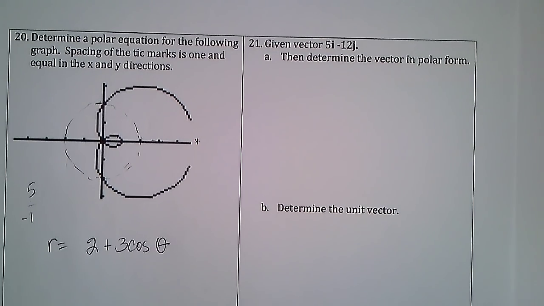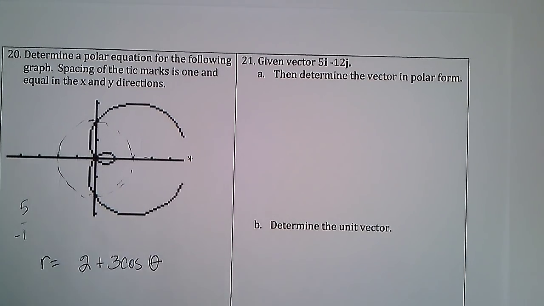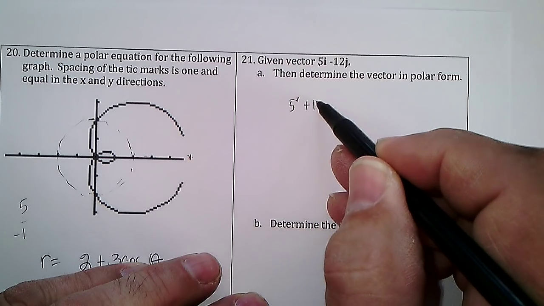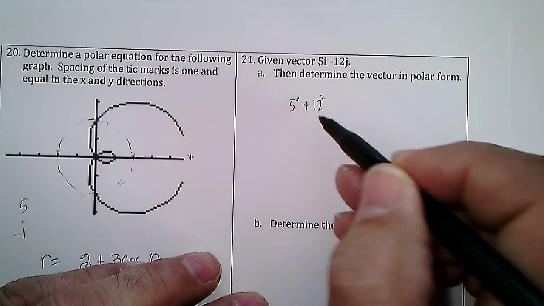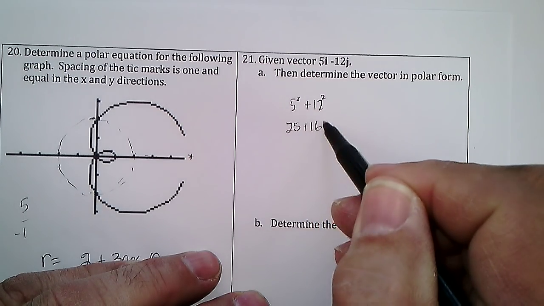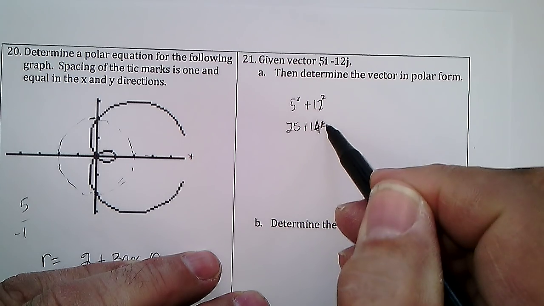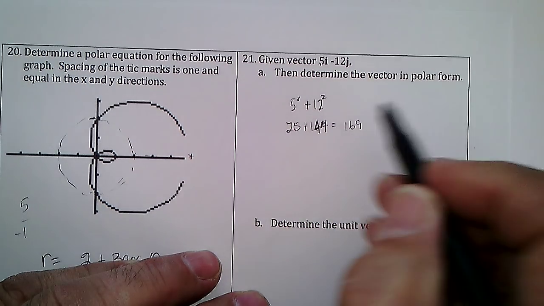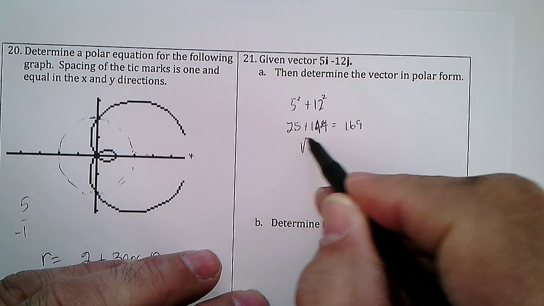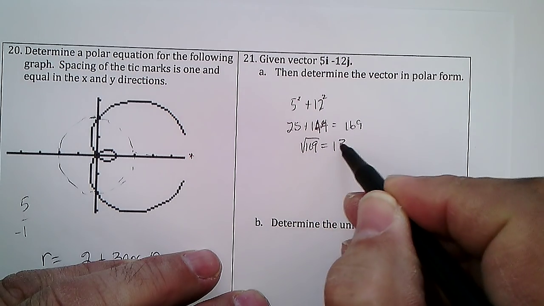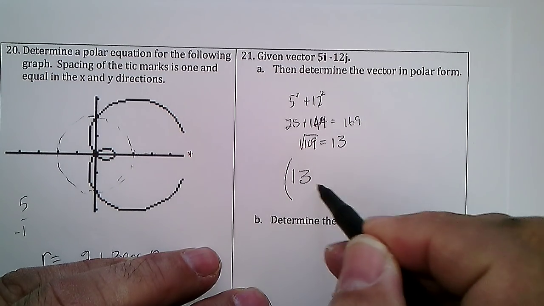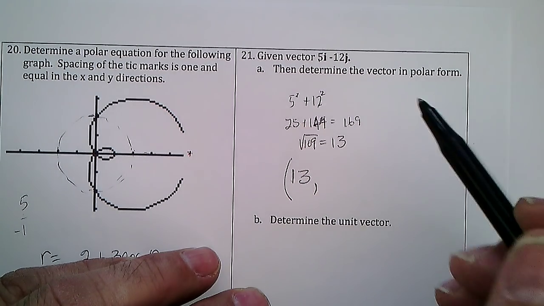And determine the vector in polar form. So that would be 5 squared plus -12 squared, but it doesn't matter if it's negative or positive. So that's 25 plus 144, which makes 169. So the length is the square root of 169, which is 13. So it's 13, comma, and then the angle.